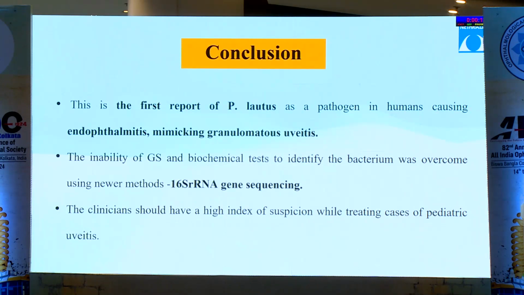This is the first report of P. latus as a pathogen in humans causing endophthalmitis, mimicking granulomatous uveitis. The inability of gram stain and biochemical tests to identify the bacterium was overcome by using newer techniques.